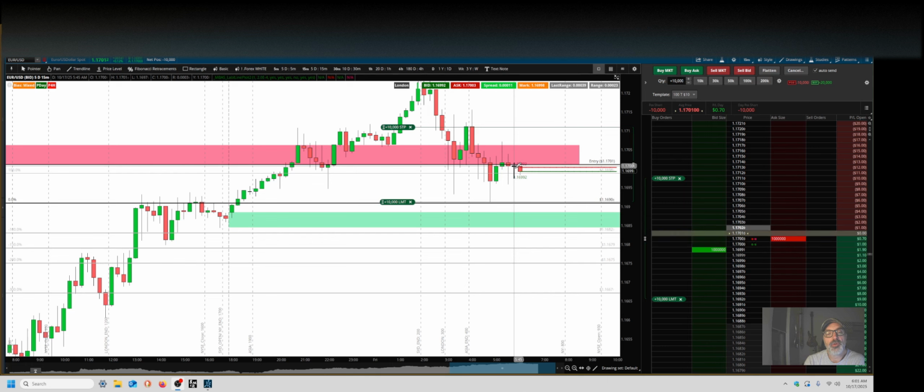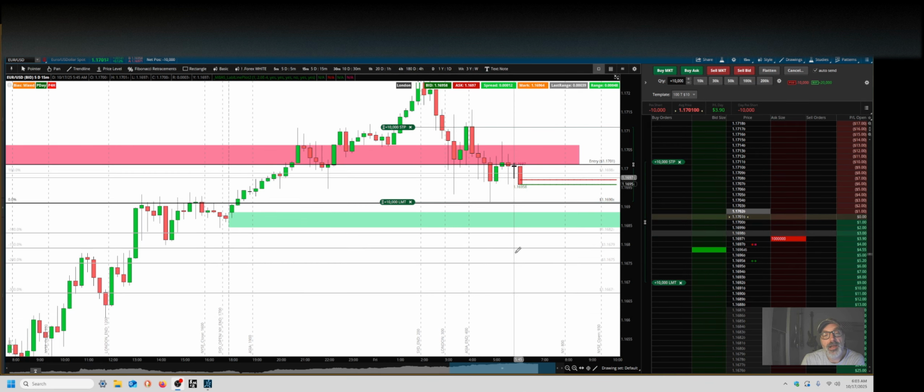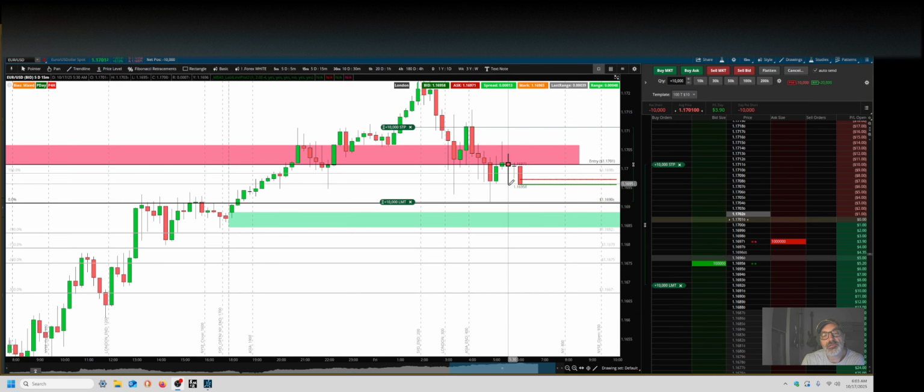So here I'm looking for a move below the low of this prior candle. All right, for a push down. We'll come back. We're back. So I'm looking for a break below the low of this candle, which is 96. So we did 695.